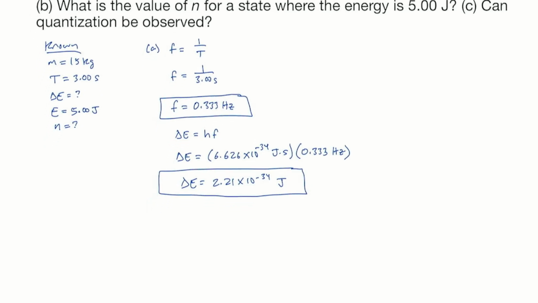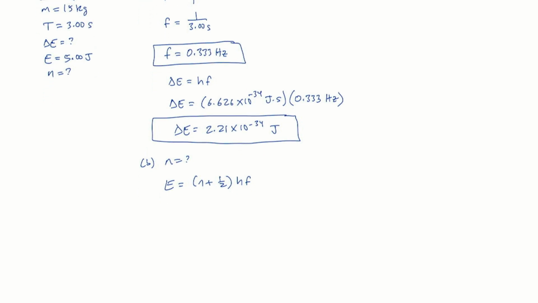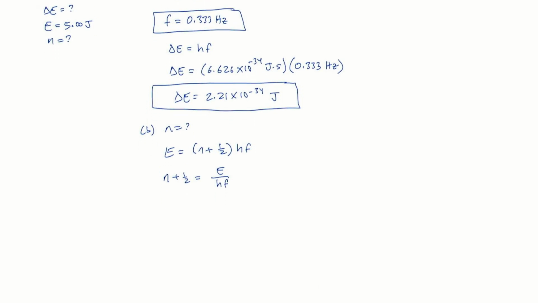All right, now in part B, we need to find N. We can use energy is N plus 1/2 times HF. Delta E is equal to HF, so we can use our delta E. And so let's solve for N. So N plus 1/2 is the energy divided by HF. So N is the energy over HF minus 1/2.